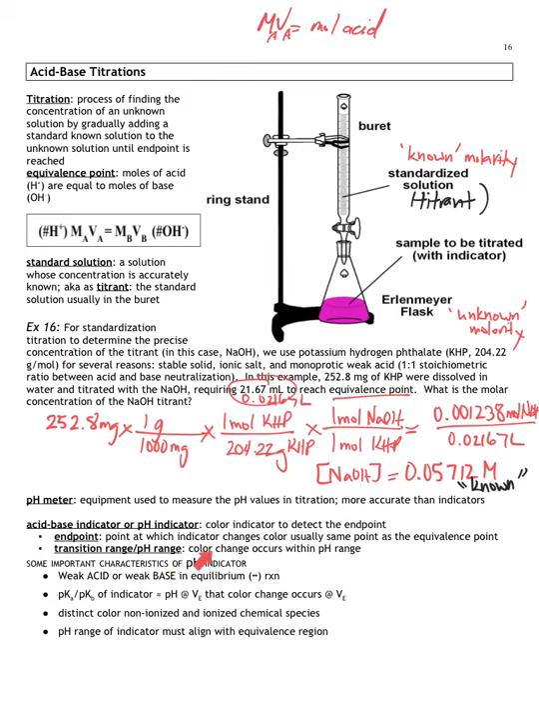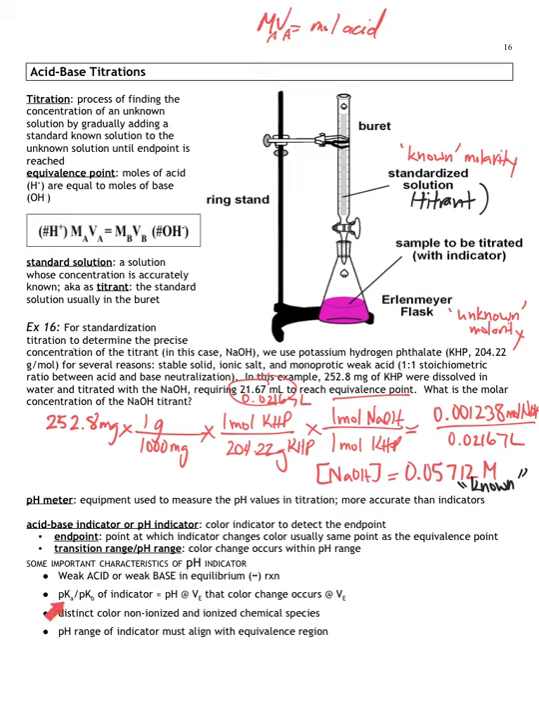There's a transition range though, so that's why the endpoint isn't as quantitative as a pH meter, because there's a transition range. And the transition range varies with each indicator that you're using. It's when color change occurs. Some of the most important characteristics of pH indicators is that they're either weak acids or weak bases, and there's an equilibrium involved in that weak acid. So I'll show you what I mean by equilibrium.